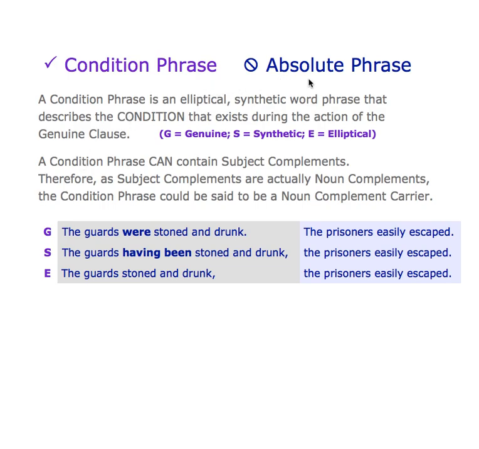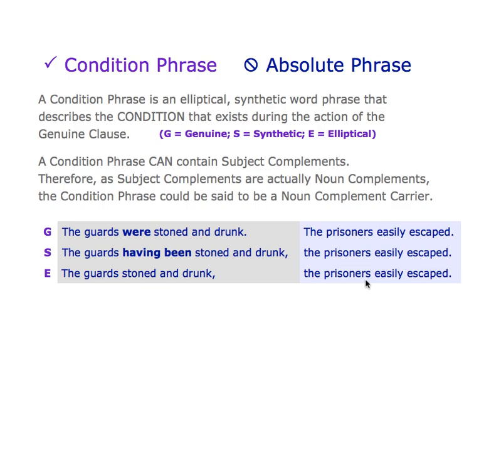So I took the old absolute phrase, because it has a really crappy name, got rid of it, and I called the phrase the condition phrase. It's a much, much better name. A condition phrase is an elliptical synthetic word phrase that describes the condition that exists during the action of the genuine clause. All right, you have a genuine clause here, and you have your condition phrase, and you have 3 different levels. So when you get to your last level, the elliptical, you see that the condition phrase does nothing more than describe the condition that exists during the action of this clause here.